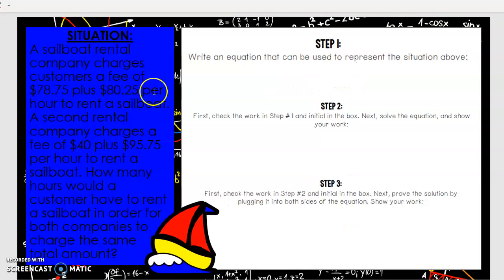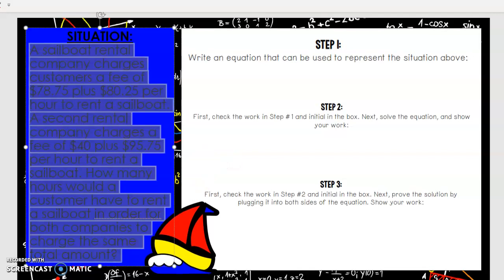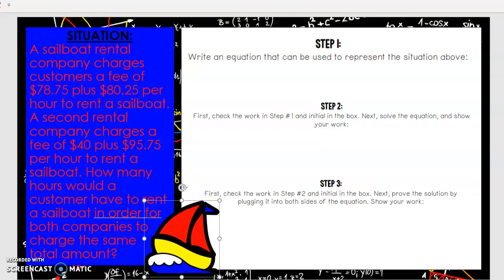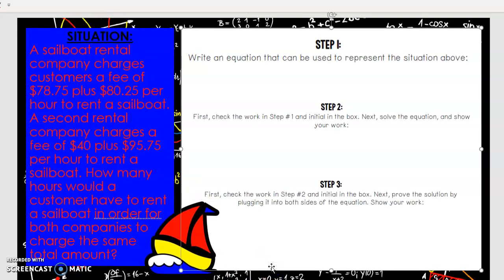All right, so here we go. Let me change the color on this real quick. There we go. That should be a little bit easier to read. So go ahead and read through that one time, write an equation, solve it, and then check your work by plugging it back in. Guys, this takes a long time. Do not push pause and then come back in 2 minutes. It's going to take you longer. All right, so push pause.